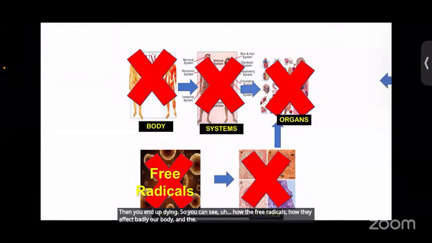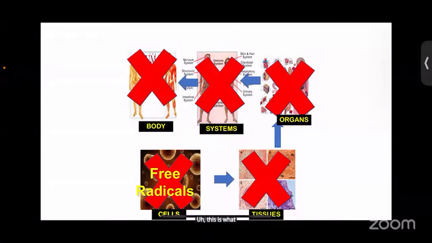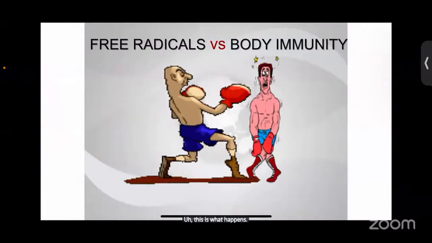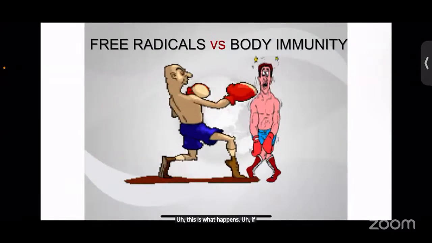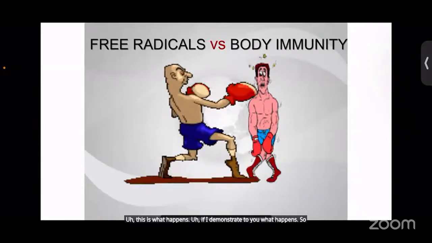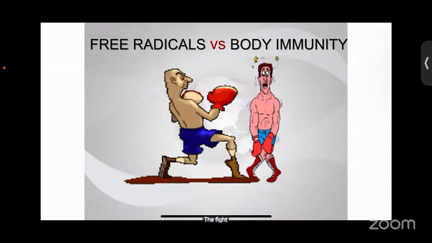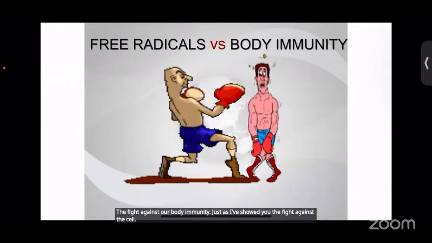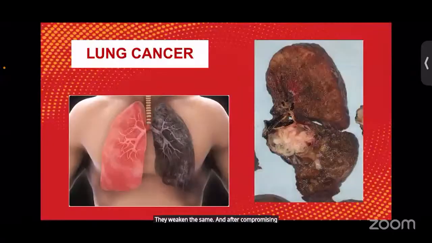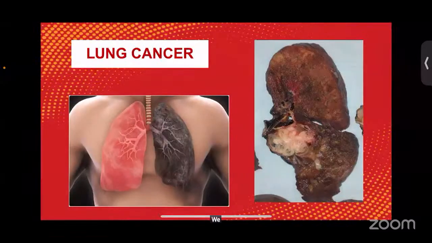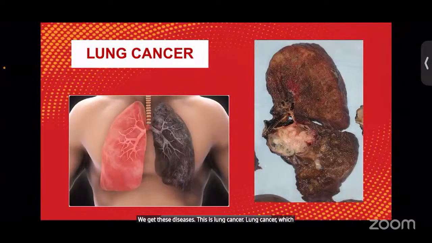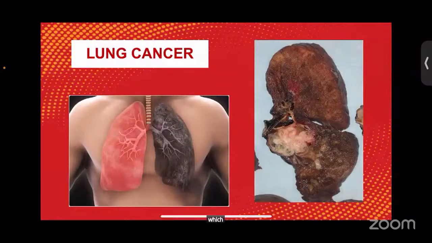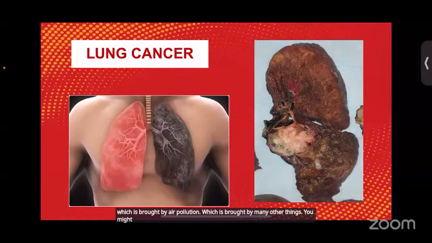And this is what happens, if I demonstrate to you. These free radicals fight against our body immunity. Just as I've showed you, they fight against the cell. They weaken the cell. And after compromising our body immunity, we get these diseases. This is lung cancer, which is brought by smoking, by air pollution, by many other things. You might be saying, I'm not a smoker.